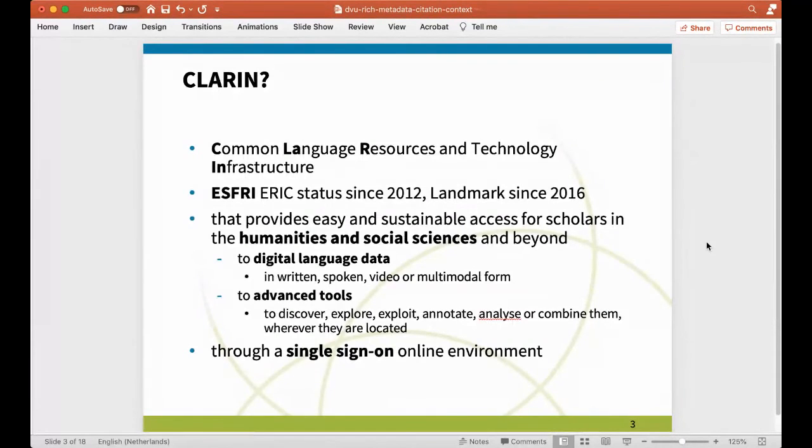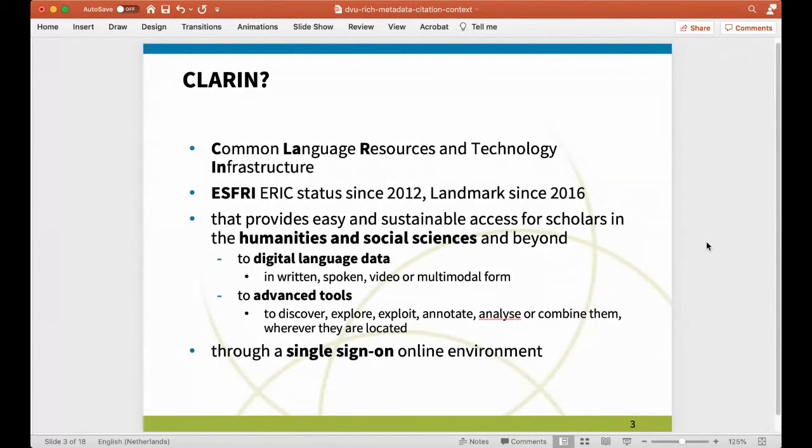Good. Very quick introduction. What is Clarin? It stands for Common Language Resources and Technology Infrastructure. We're an ERIC since 2012, a European Research Infrastructure Consortium. And we're there for scholars from the humanities and social sciences. The idea is that we, through a distributed network of centers, give access to digital language data. It can be written, spoken, video, other modalities, and digital language tools. So basically to do, for instance, speech recognition, grammatical analysis, look up in dictionaries or lexica, things like that.